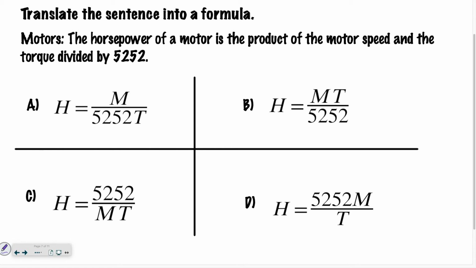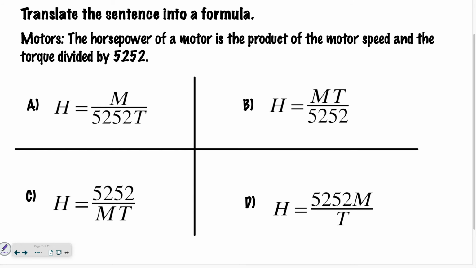All right, now it's your turn to identify which of these equations is correct. This has to do with motors. The horsepower of a motor is the product of the motor speed and the torque divided by 5,252. Go ahead and look at these options and see which one best represents this problem. Good luck.